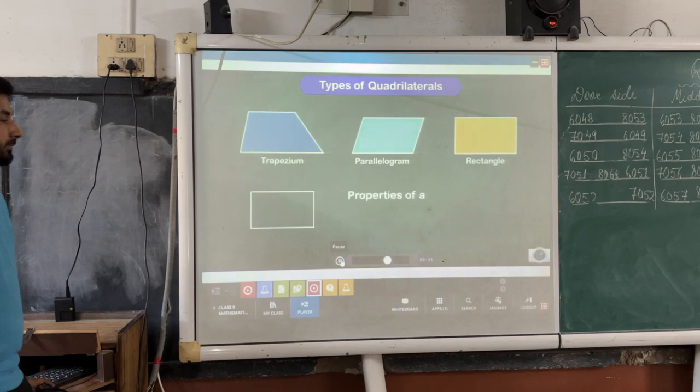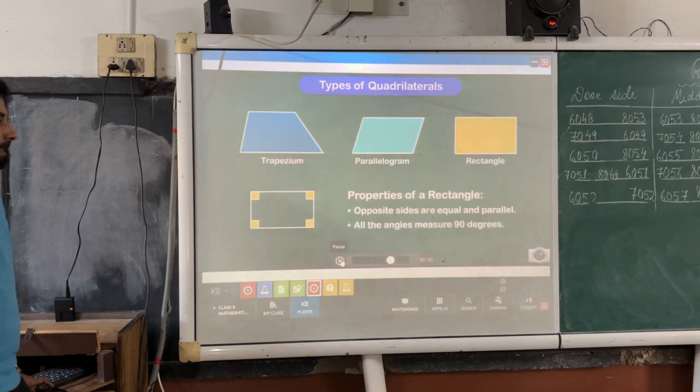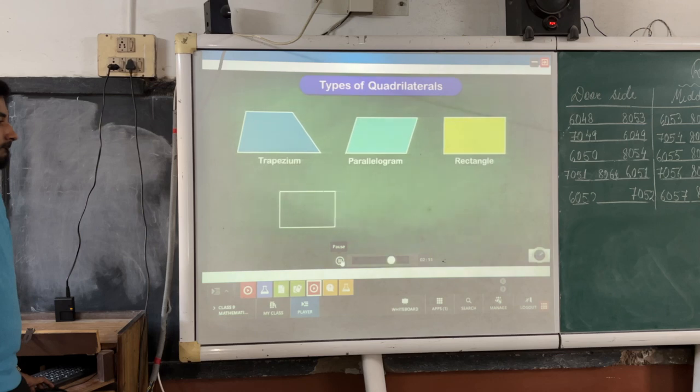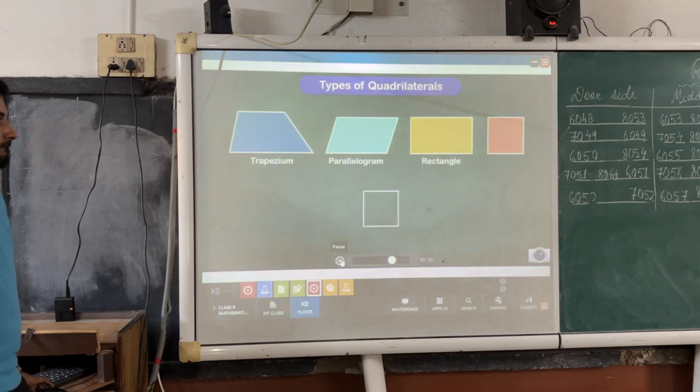The properties of a rectangle are: the opposite sides are equal and parallel. All the angles measure 90 degrees. Further, if all the sides of a rectangle are equal, it is called a square.